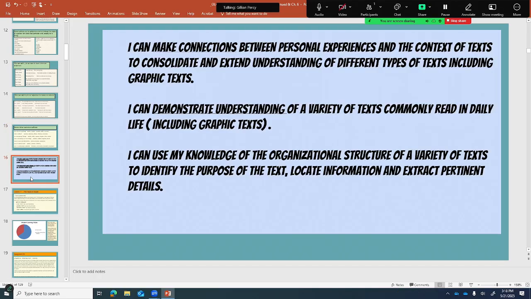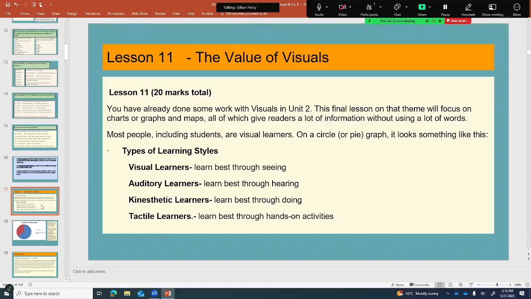All right, so we're going to be moving on to looking at graphic texts and how we can make connections with them, show our understanding of them, and use our knowledge of how they're organized to find out different kinds of information. So we are on lesson 11.